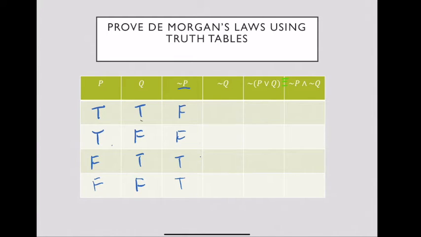True, true. I have to do the same thing for Q. Q was true, now it's false. True, false, true. Okay, so now not (P and Q).